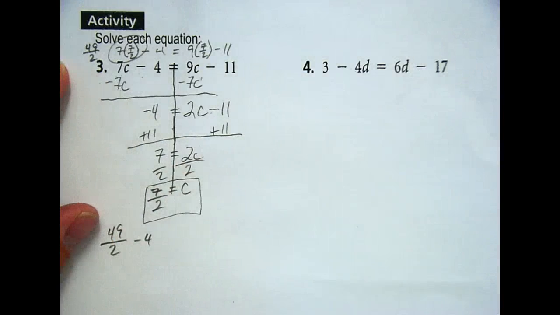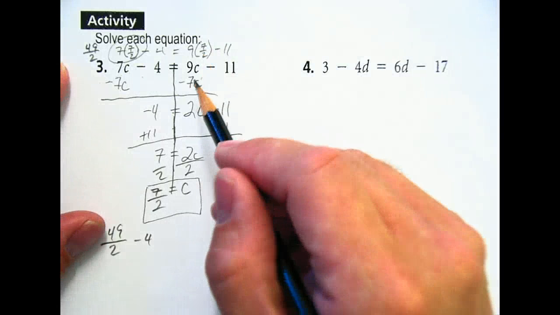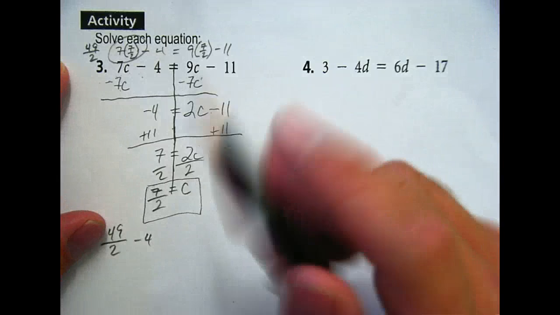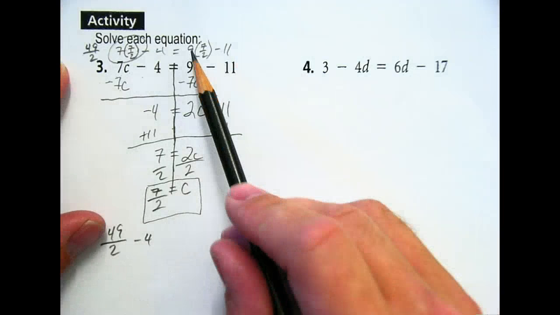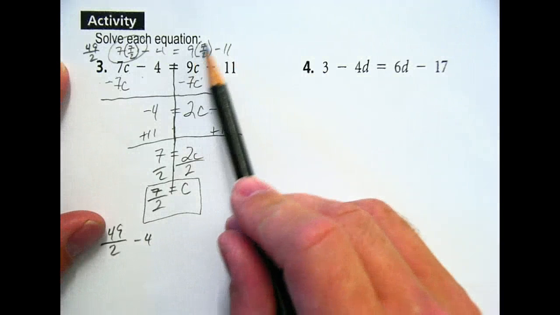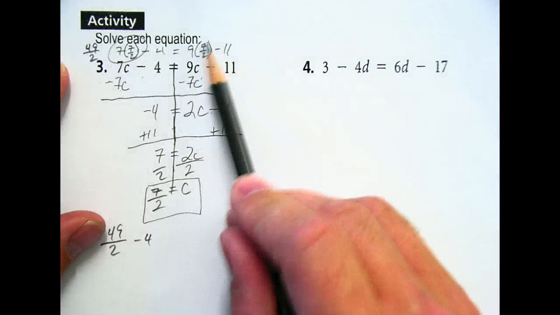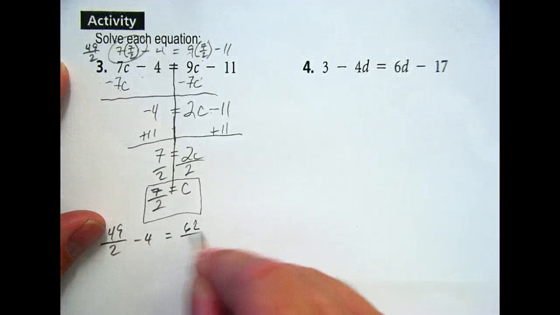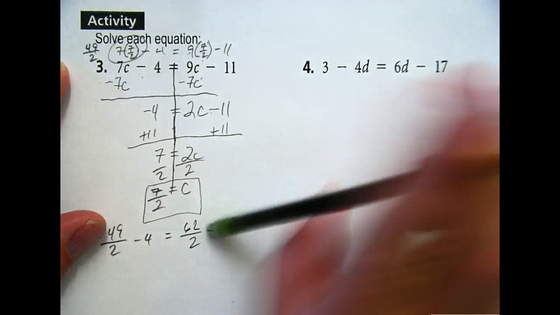Brennan? 63 over 2. 63 over 2. Someone explain to me how he got 63 over 2, please. Patrick, you got it? He multiplies the 9 by the numerator and then divides by the denominator. Good. 9 times 7 divided by 2. So 63 halves divided by 2. 63, not 62.